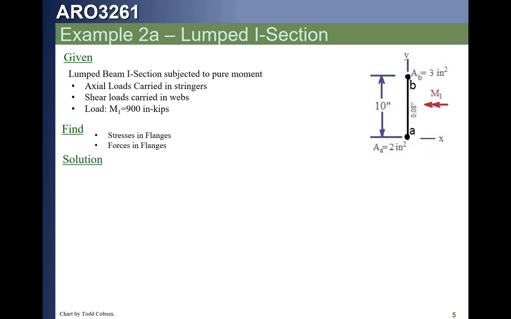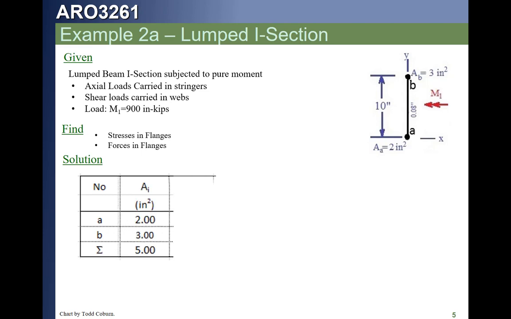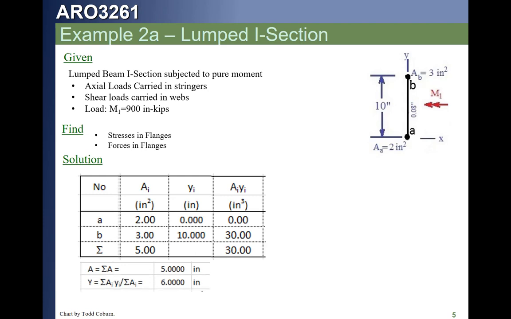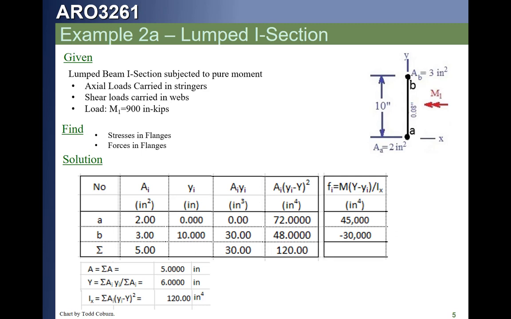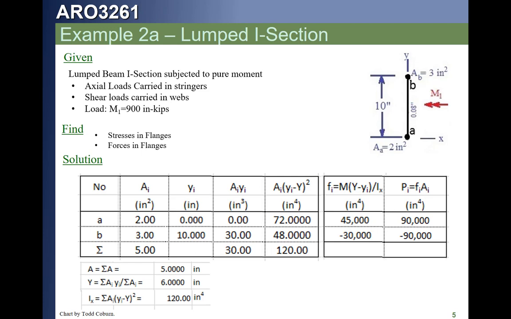It's going to be constant. We can solve this by calculating our properties as we have before, calculating our area, our y-bar, and our moment of inertia. We then can apply our stress equation to calculate what the stresses are in each cap and multiply those stresses by the corresponding areas to get the forces in each cap. Now you'll notice these forces are equal and opposite, right? As they should be at this point.